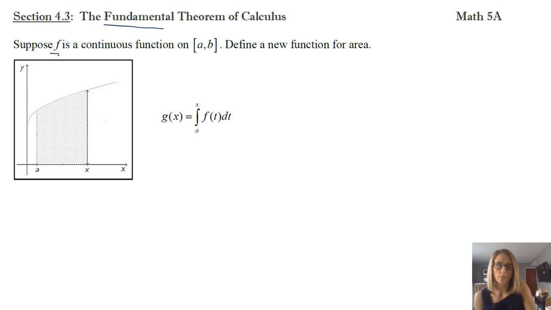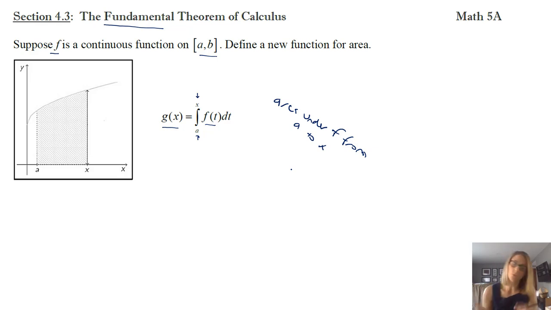So suppose you have a continuous function on an interval. We're going to define a new function for area. So our new function is g of x, and g of x is the integral of the function f of t from a to x. Now, this is the area under f from a to x. I mean, it is a function of area. If you do this, you will get the area under the function f of t from a to x. That is what it will give you.